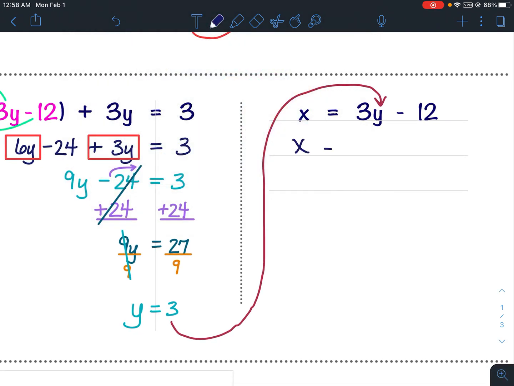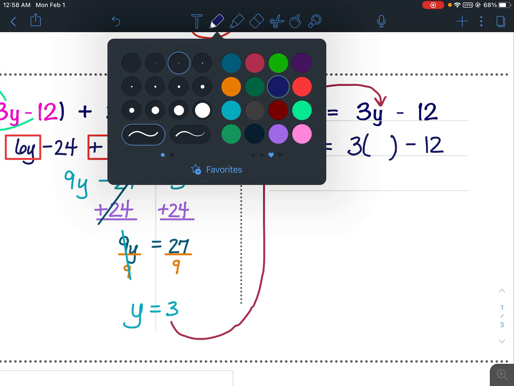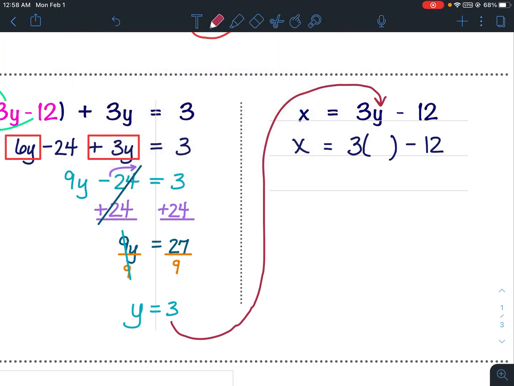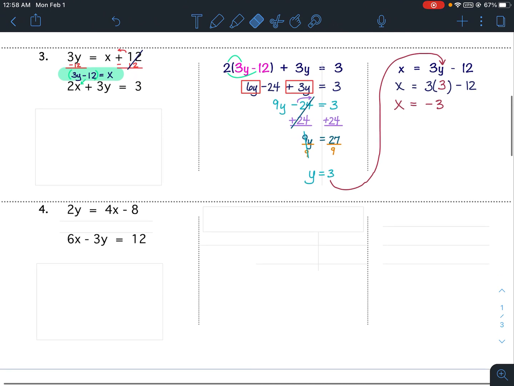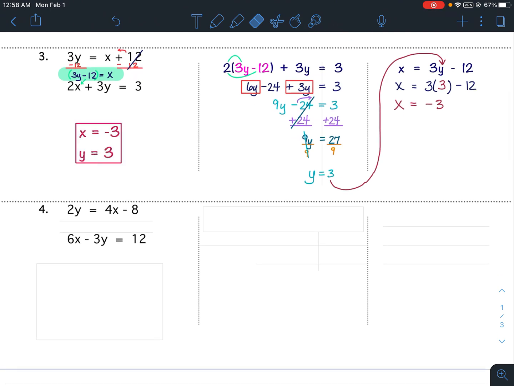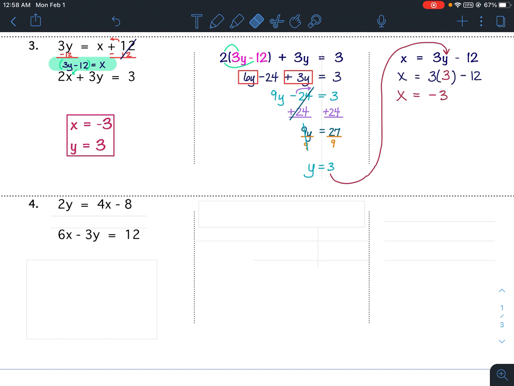So I still have x equals. Wherever I see a variable, put parentheses, put the minus 12. Plug in that positive 3. And you would put that in your calculator all at once. 3 times 3 minus 12. 9 minus 12 is negative 3. So my final answer to number 3 is x equals negative 3, y equals 3. Pause your video, get all of number 3 written down.